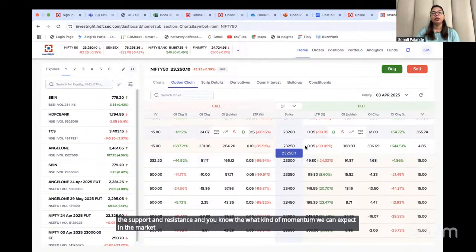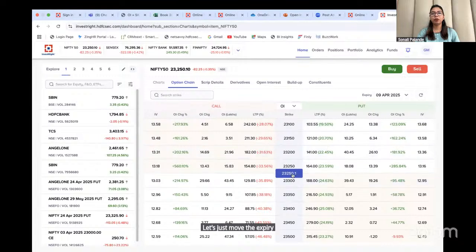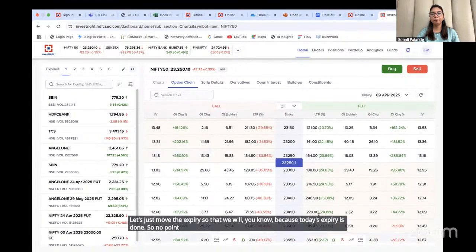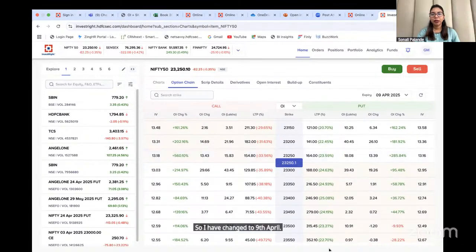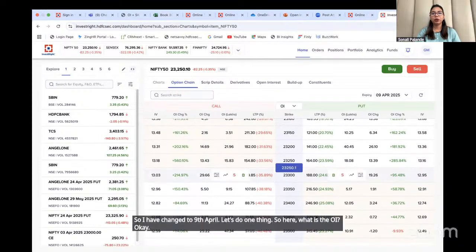So the numbers would change. For example, let's move the expiry, because today's expiry is done, so there is no point looking at that data. So I have changed to 9th April. Let's do one thing. So here, what is the OI? Now let's try to look at the OI for this expiry's option chain.